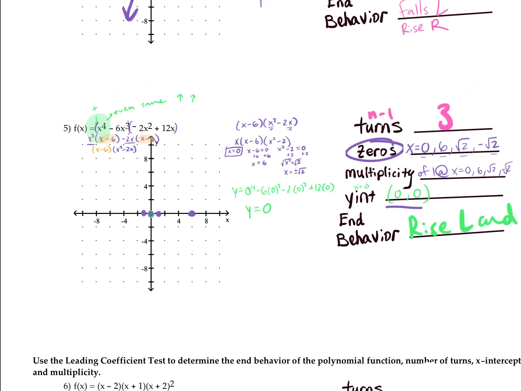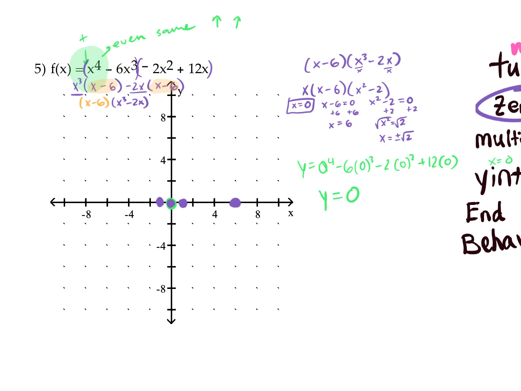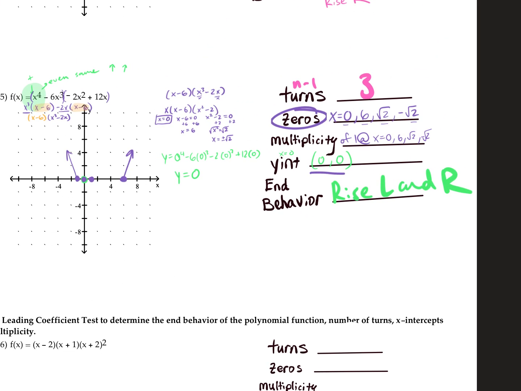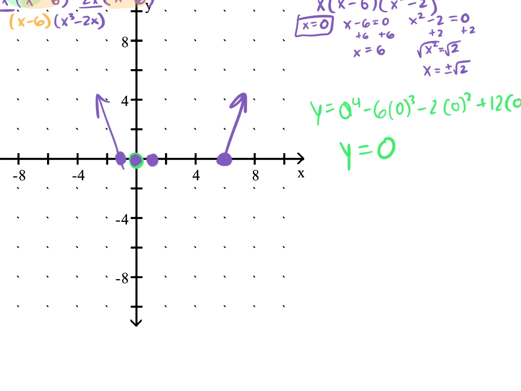And then I'm going to put my arrows, so I go up to the left and up to the right. And at each one of these zeros, I go through, because my multiplicity is 1, so I go through all of these points. So I'm going to go through the x-axis, through the x-axis, through the x-axis, and through the x-axis. So my graph looks like that.